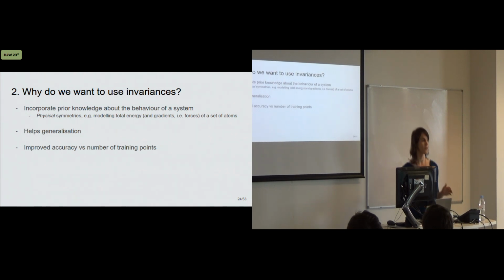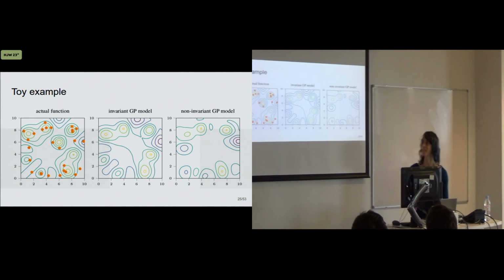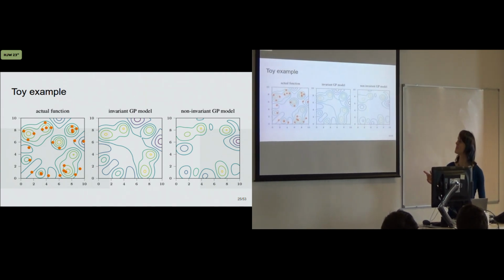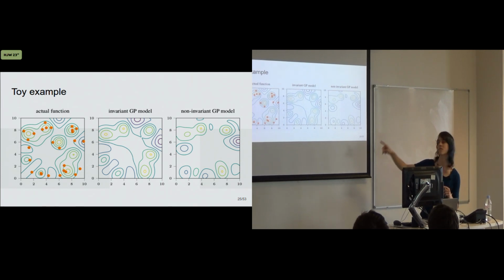Any questions on what invariances are and why we care about them? No? All right. So how do we actually incorporate them? Just a toy example on permutation symmetry. This is a function of two inputs, x1 and x2. And I've picked a toy function that's symmetric under swapping x1 with x2. So it's symmetric across the diagonal.